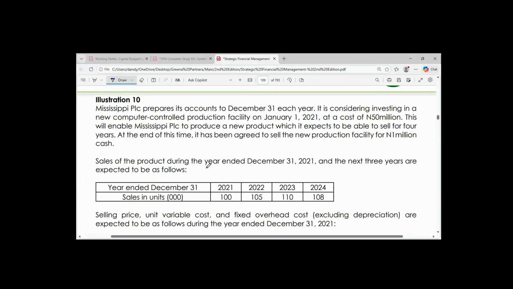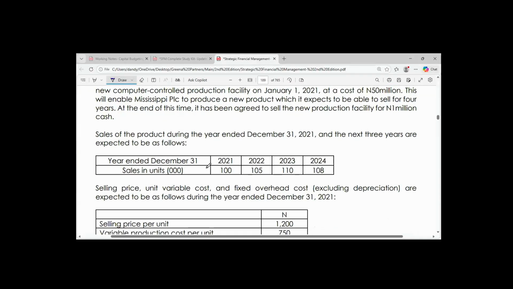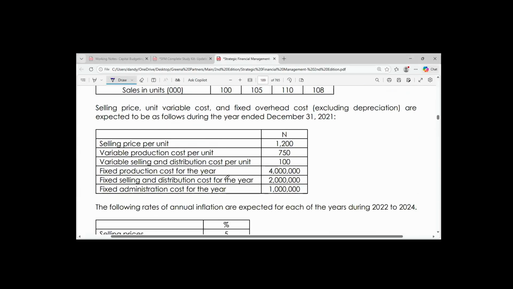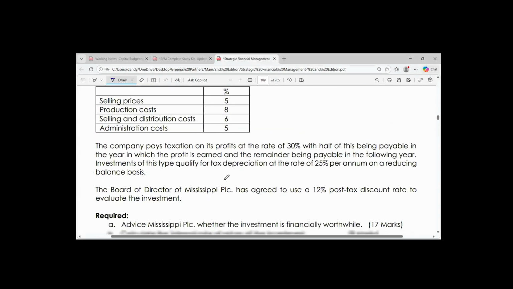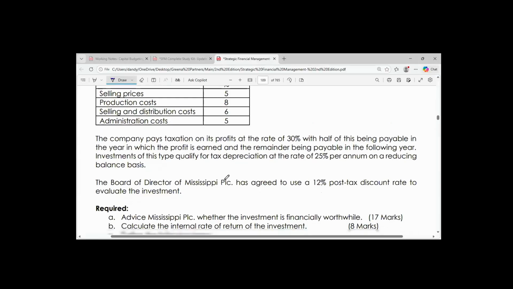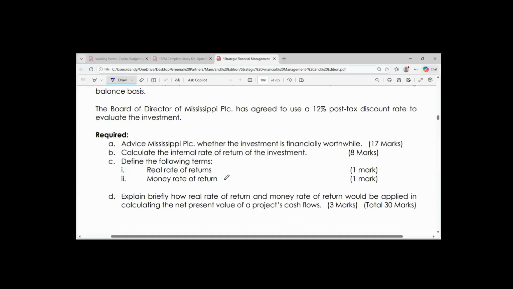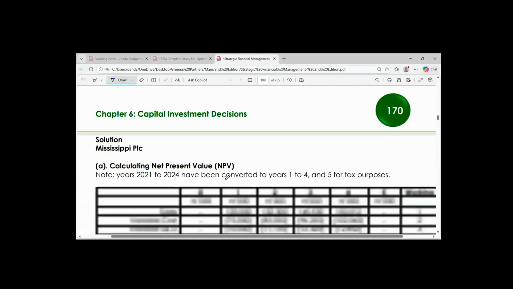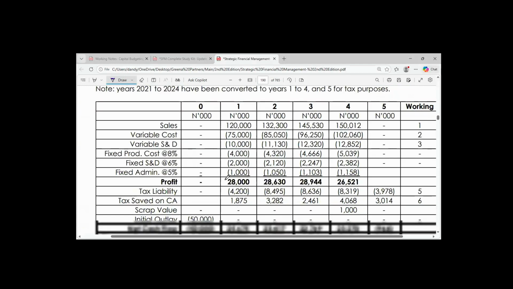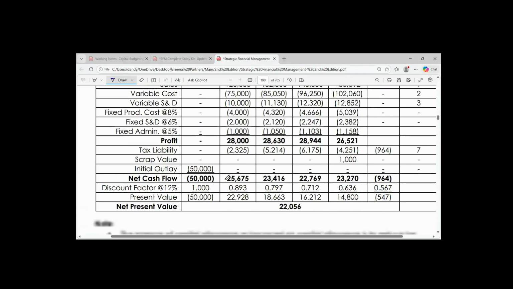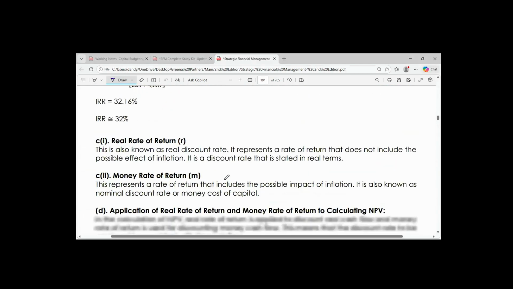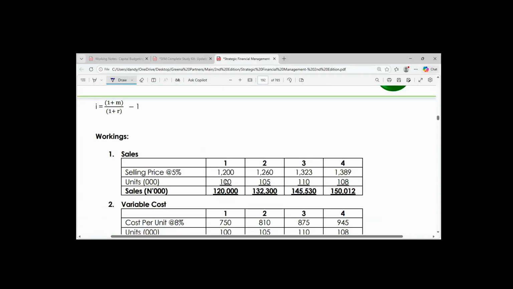So ever since then, we have been waiting for ICAN to test APV, if not IRR, if not NPV, give us APV. But ICAN has not looked in that direction. Since 2022 to date, in both May diet and November diet, the compulsory question has been business valuation. So that's for you to know how important business valuation is.